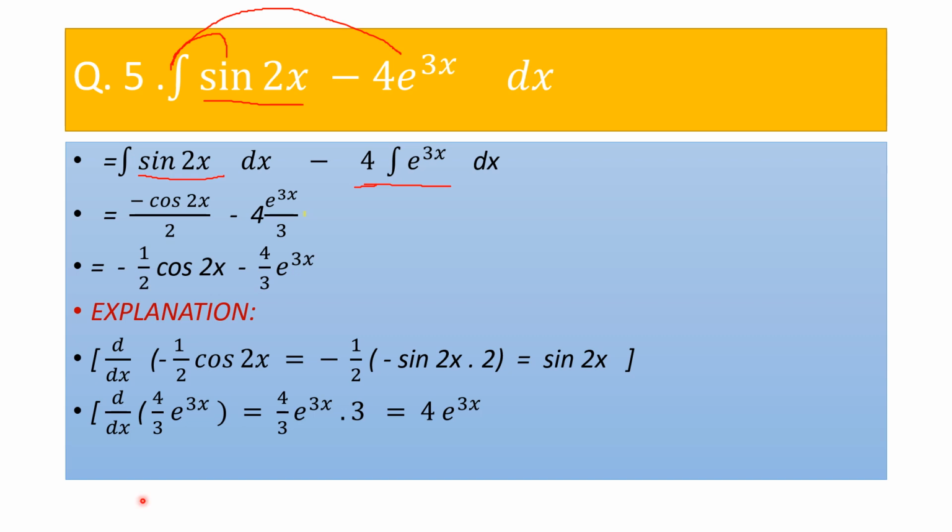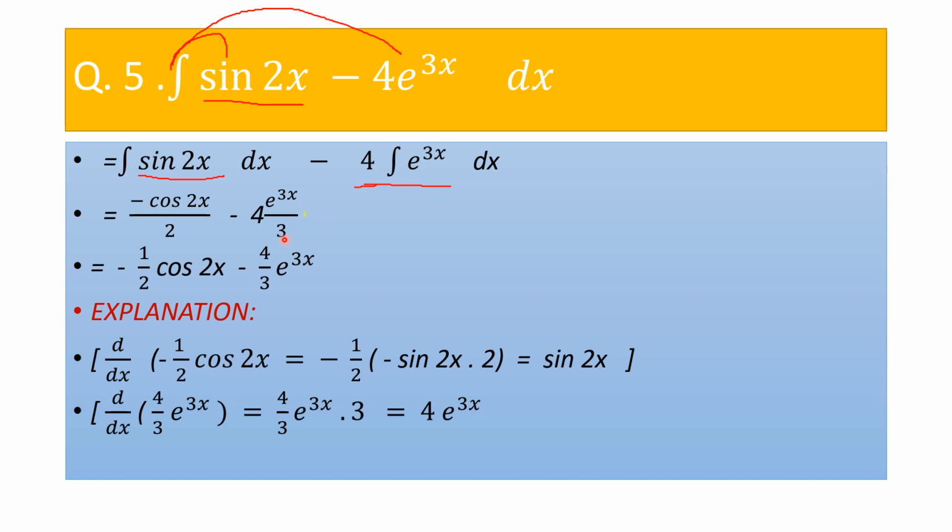What is the integration of sine 2x? It is minus cos 2x divided by the coefficient of x, which is 2. So 2 comes here in the denominator. Your answer is minus cos 2x upon 2. Right? Coming over to the second term, 4 comes as it is. Integration of e power 3x is e power 3x divided by the coefficient of x, which is 3. So 3 will come here in the denominator.